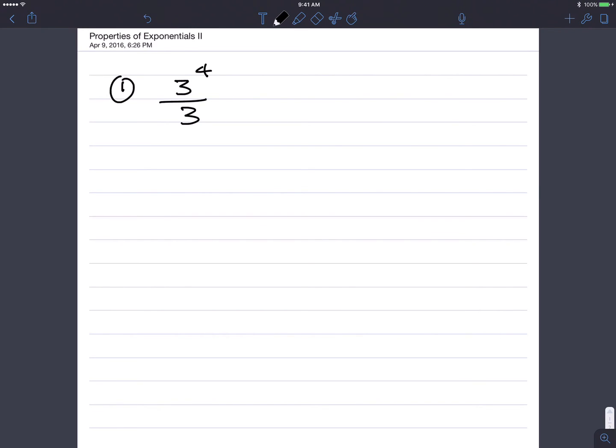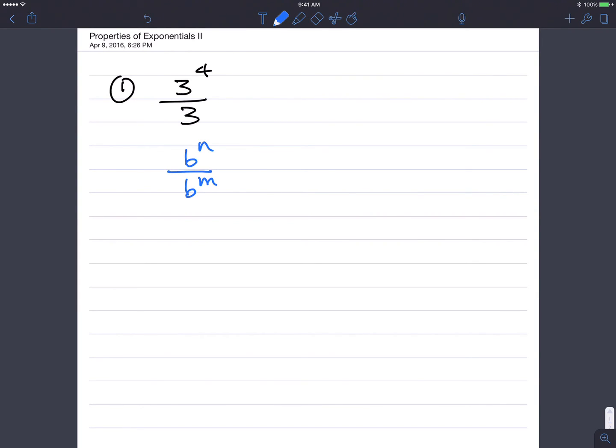Okay, this is the video solutions for properties of exponents 2, and this time we're going to use a division property when we have two exponentials with the same base. We see it in class. We have the property of b to the n over b to the m.